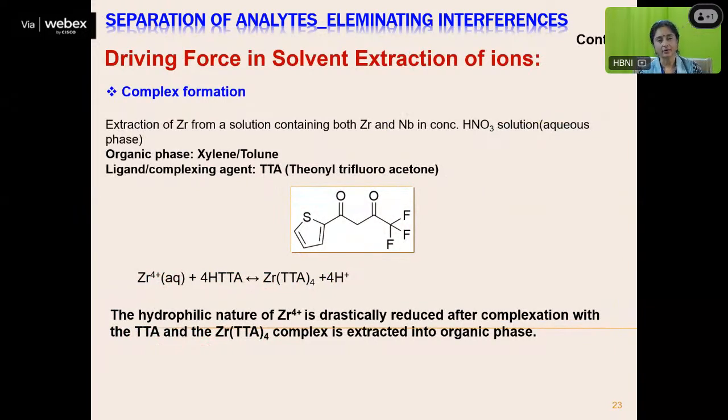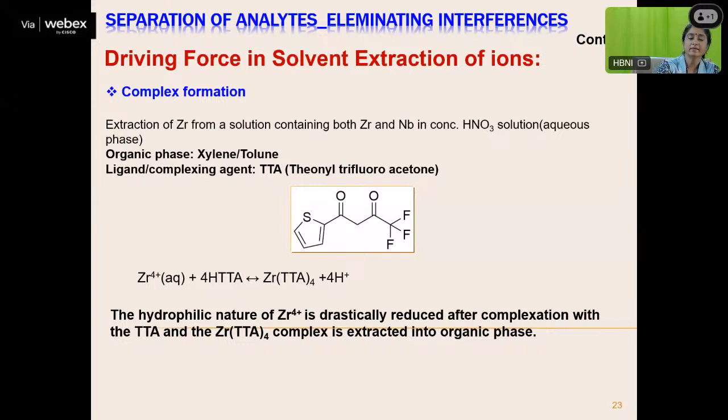Now let us see what the driving force is, or how a metal ion can be extracted into the organic phase. As I have told you, metal ions are charged ions, solvated by water molecules and present in an aqueous solution. Extracting them into the organic phase is not possible as such because they are charged. So, as I have told you, you can complex them, or an ion association complex may be formed, or you have to do various things so that they can be extracted into the organic phase.